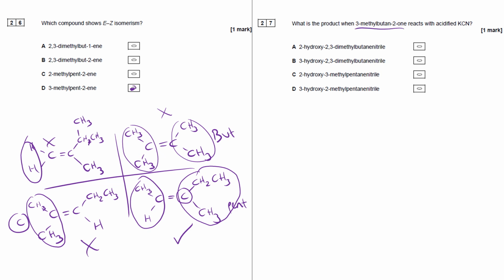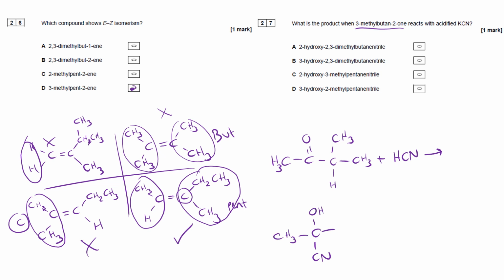Question 27. What's the product when this compound reacts with acidified KCN? So I've got butan-2-one with a methyl group on carbon 3. So this is the compound given in the question, and it's reacting with acidified KCN. For the balanced equation, you'd add HCN in there. The cyanide acts as a nucleophile, joins onto the delta positive carbon. The double bond O becomes OH. So my overall compound, nucleophilic addition, would look something like this.